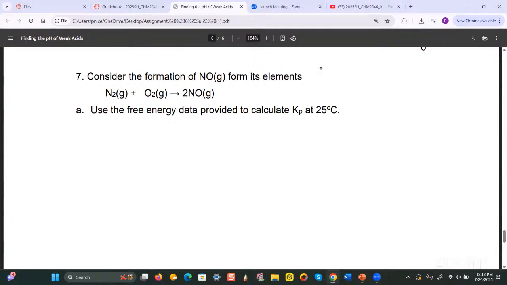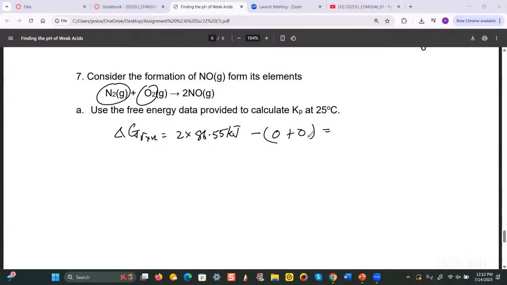Now, in this case here, we have to find the free energy value. You'd have to go to the tables. In the interest of time, I'm just going to show you what the values are. So basically, for the free energy change of the reaction, that will be equal to 2 times the free energy of NO. When I looked it up, that was 86.55 kilojoules. And then I'll subtract from that the values for nitrogen and oxygen, which would be 0 and 0, right? So therefore, the answer is going to be 2 times 86.55, which works out to be 173.1 kilojoules, all right? So that's delta G for the reaction.